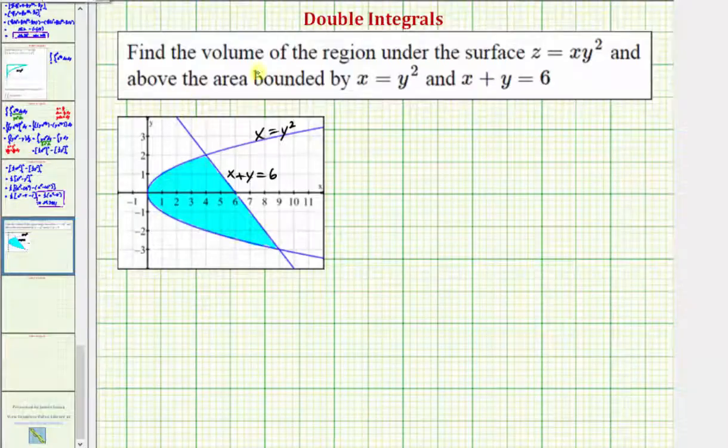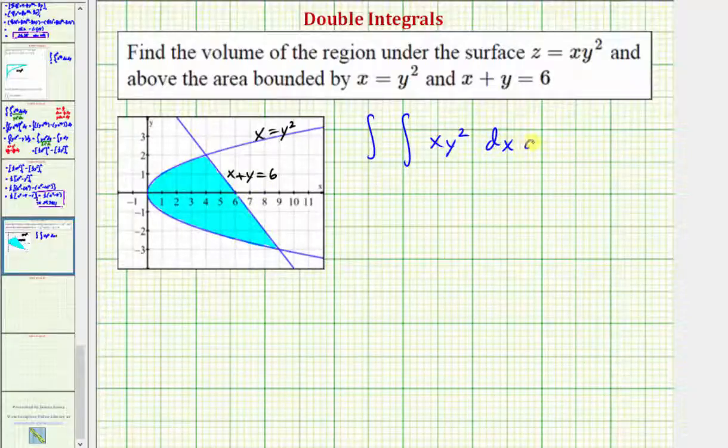So we'll find this volume using a double integral, where the integrand function is xy squared. Now we need to decide the order of integration. Looking at the area here, it's going to be easier to integrate with respect to x first and then y, because notice horizontally, this area is bounded by the curve to the left and the line to the right. So we'll integrate with respect to x first, and then y.